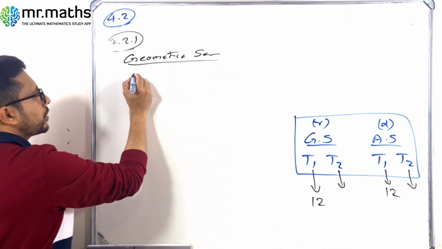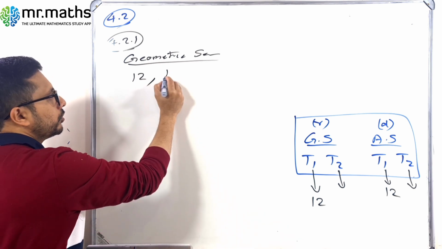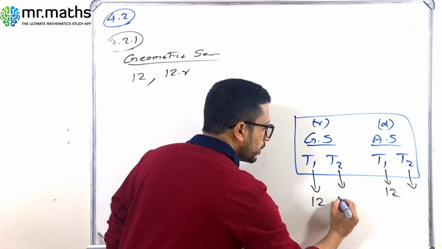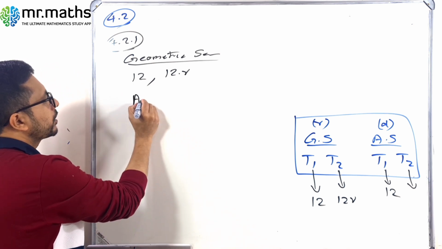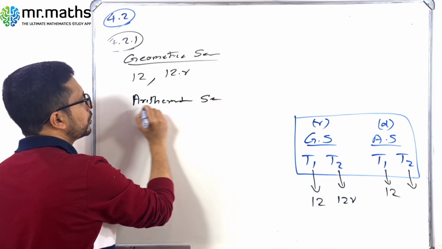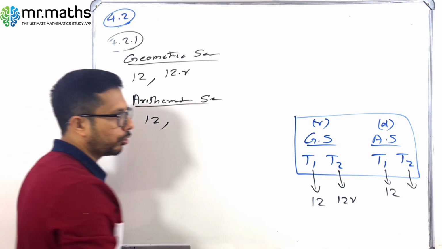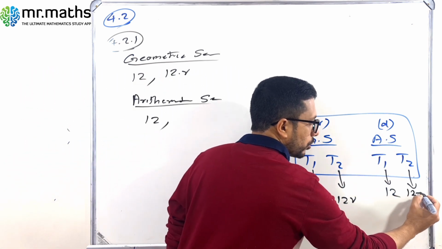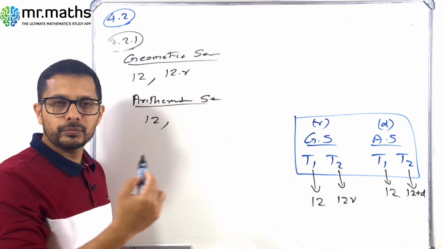Geometric sequence, first term is 12. So how can I find the second term? 12 times the common ratio, that means 12 times R, that's all. So here it is 12R. You understand? Then arithmetic sequence. First term is 12. The common difference is D. So how can I find the second term? That is 12 plus D. Am I right? You have to add the common difference to get the next term.